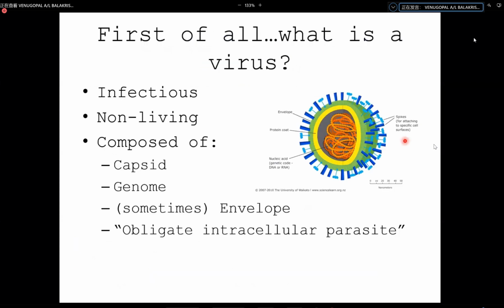Let's continue. So what is a virus and what types of viruses are there? A virus is always infectious, and it has been a very big debate whether it is living or non-living, but now it is still classified as non-living. It is composed of a capsid and genome, and sometimes they have an envelope, and they are obligate intracellular parasites.